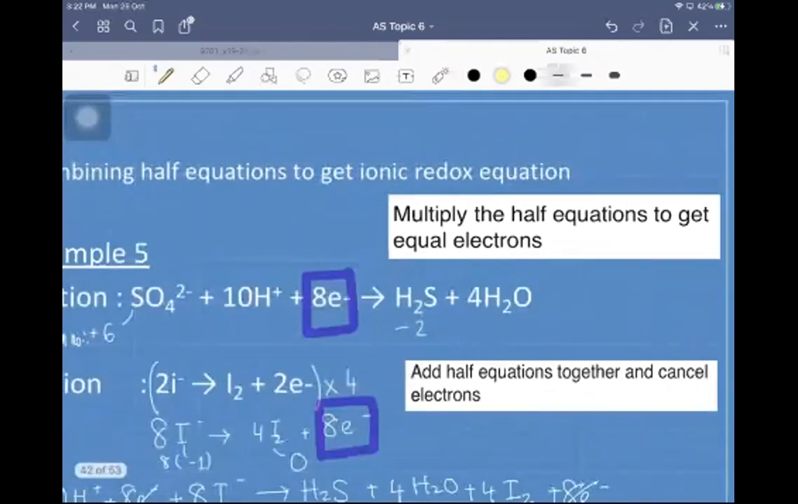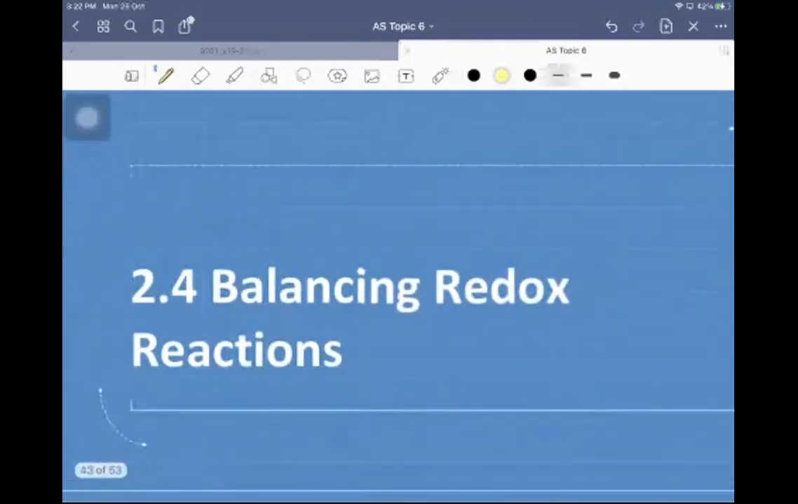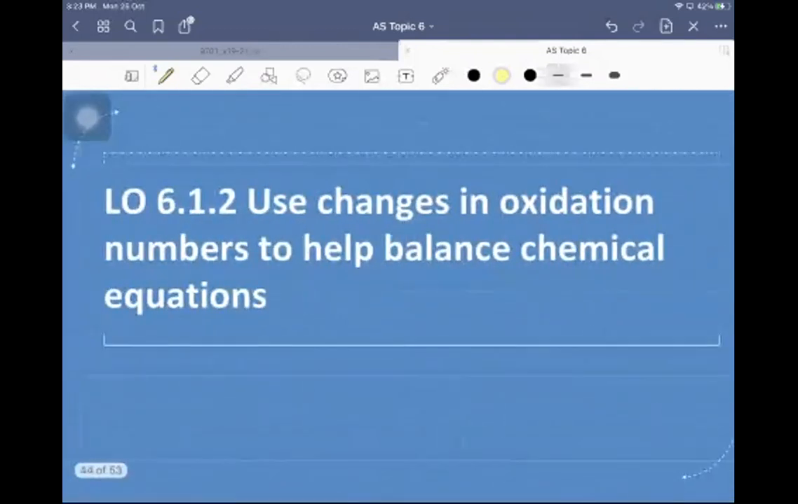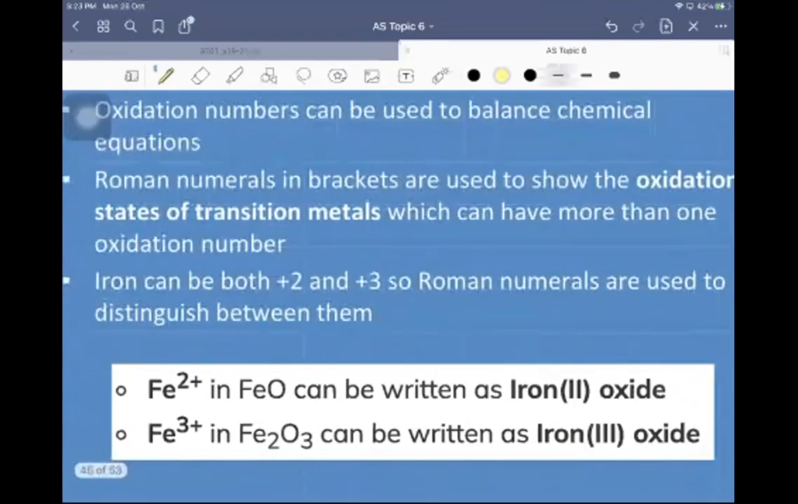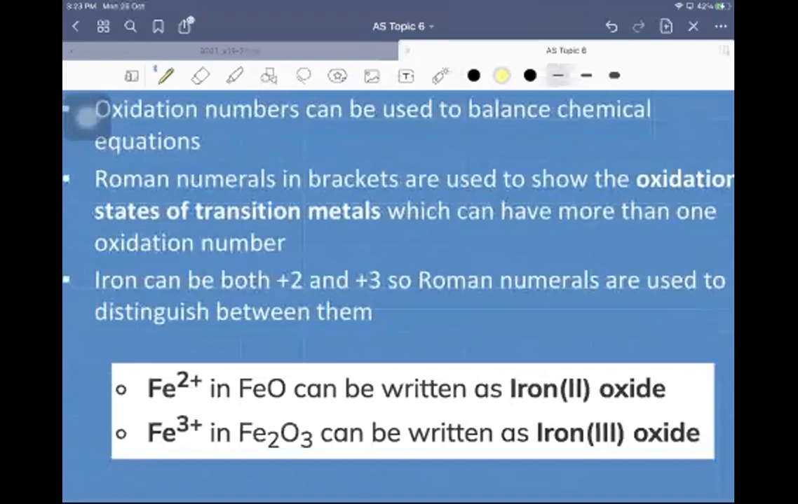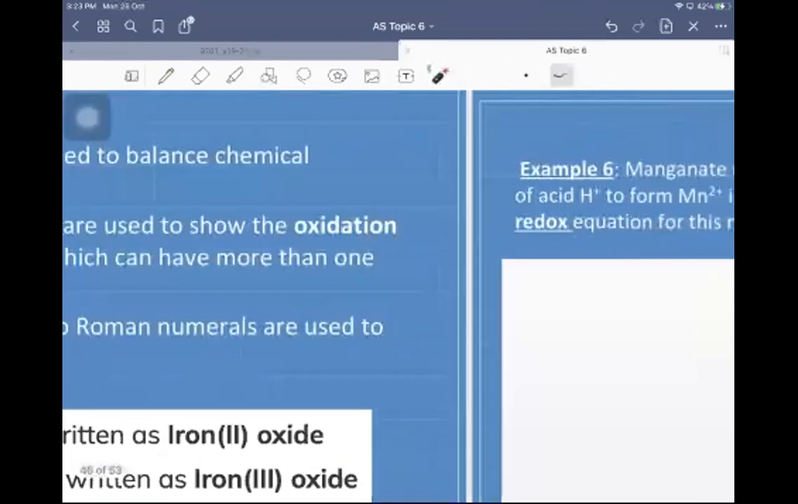By looking at the oxidation number in a species of a reaction, we can use this to balance redox reactions. Okay, how? In case they don't give you the half equation, they just give you a full ionic equation, but then they want you to find the balancing. Sometimes counting the number of atoms will be time consuming. So what you can do is look at the oxidation number. Oxidation numbers can be used to balance chemical equations. Roman numerals, I've talked about these already, indicate the oxidation number of that element. So I will not be talking about that.